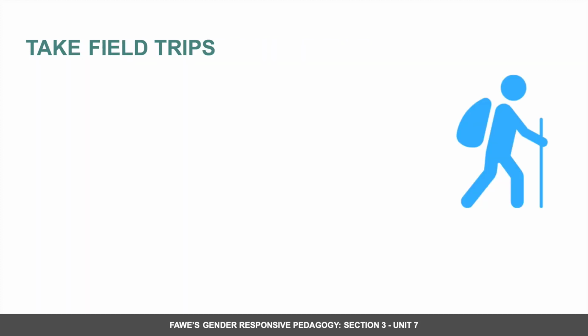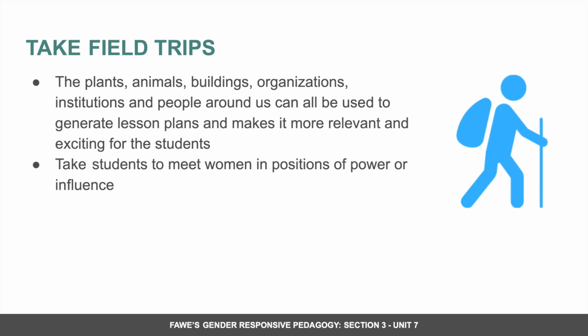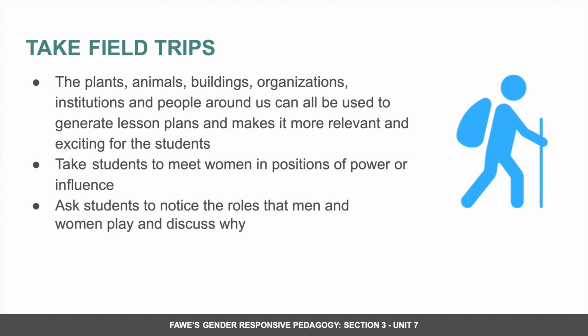Ask for permission to take your students outside of the classroom. The plants, animals, buildings, organizations, institutions, and people around us can all be used to generate lesson plans and make it more relevant and exciting for the students. Take students to meet women in positions of power or influence. Ask them to notice the roles that men and women play and discuss why.